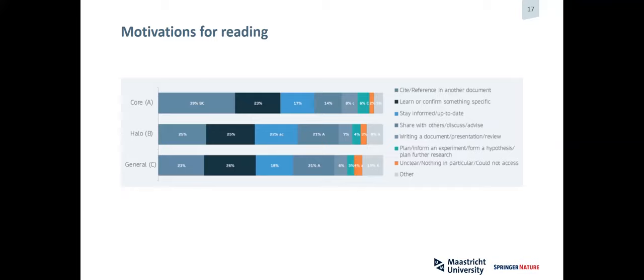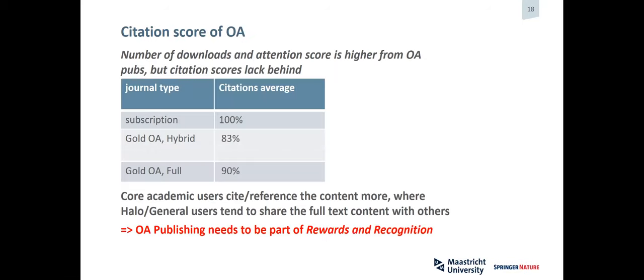Diving a bit deeper into those motivations, we did some questioning on what has been done with the information. And we see in this table the most mentioned, although not exclusive, reasons divided among the three user segments. For the core readers, the scientists, obviously, citing and referencing is the most mentioned option, whereas reading, staying up to date, and sharing with others are the most mentioned reasons for the halo and general readers. And with this distinction, we also have an answer to the question why the citation score is lagging behind for open access reads.